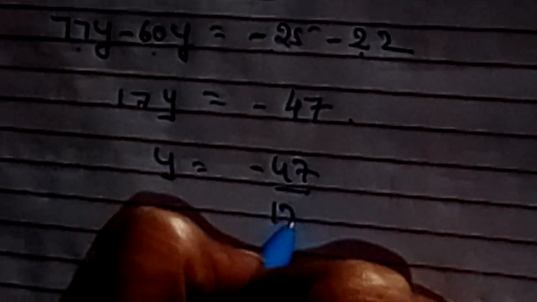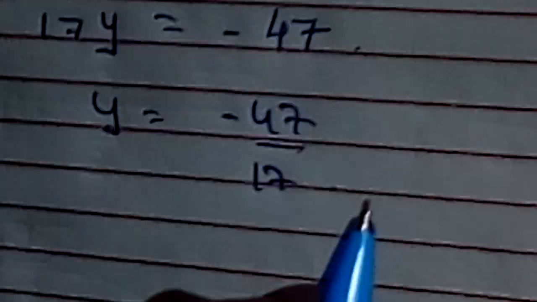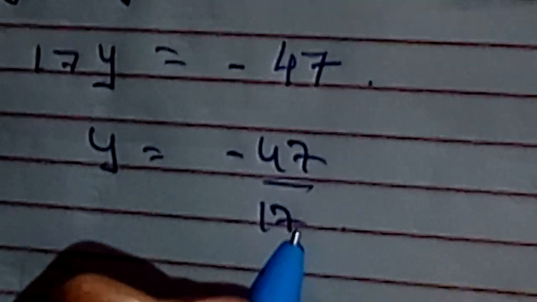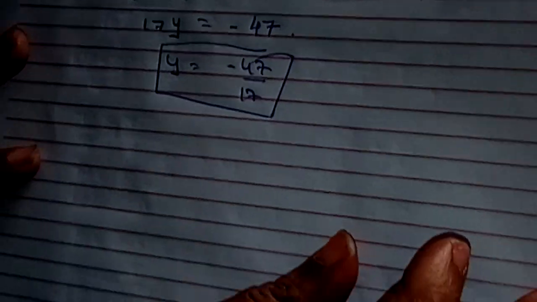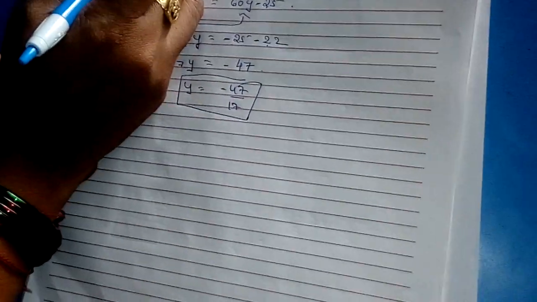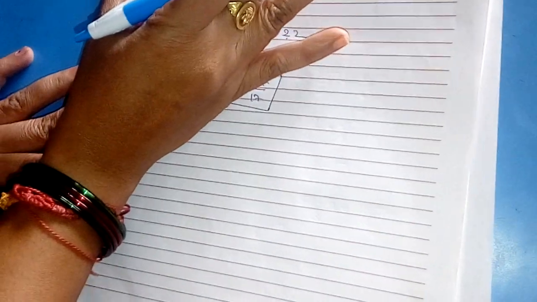Then y is equal to minus 47 by 17. Is there any cancellation? No, because those two are prime numbers. Then the value of y is equal to minus 47 by 17. This is the second case, when you have the variables on different sides. Is it clear, children? Okay.